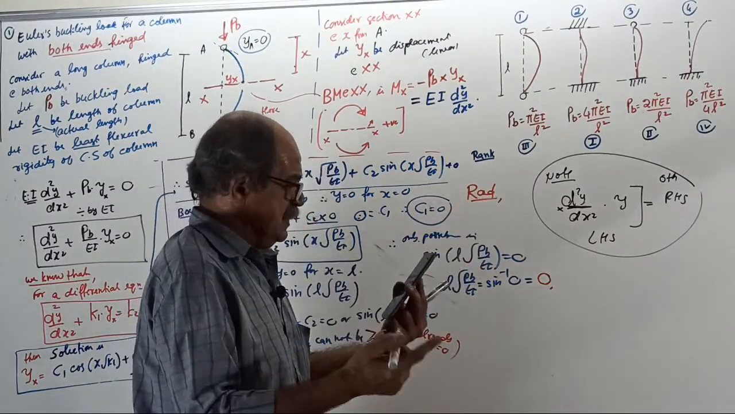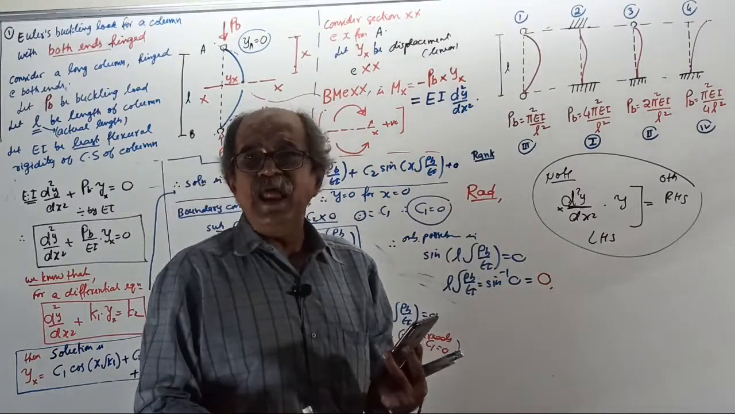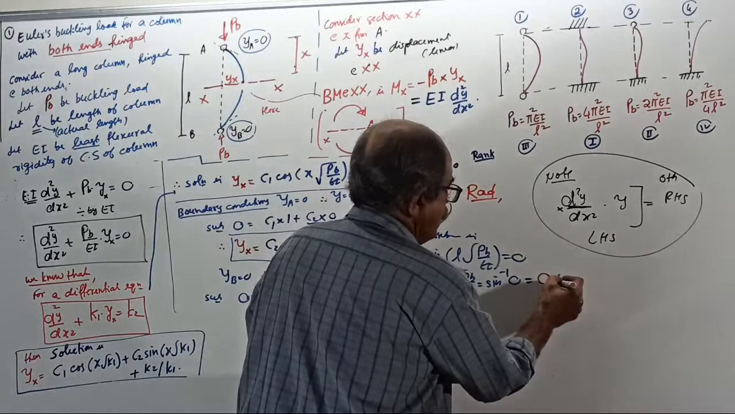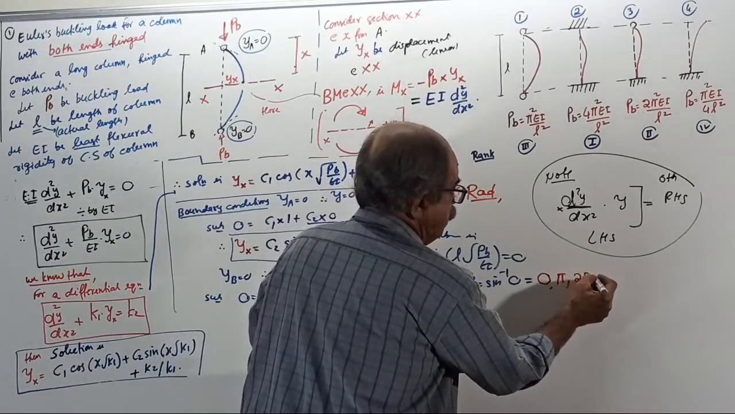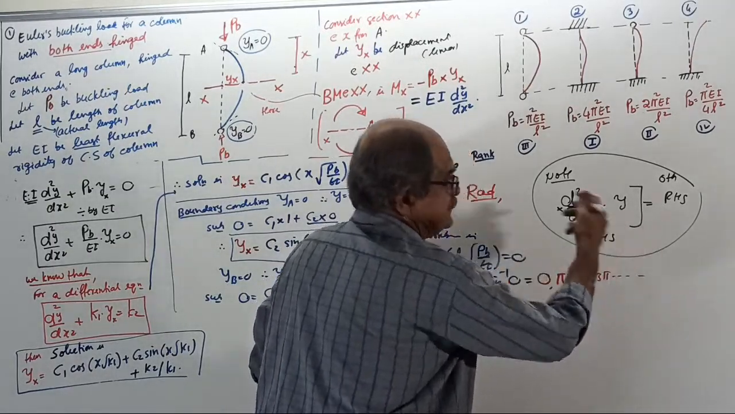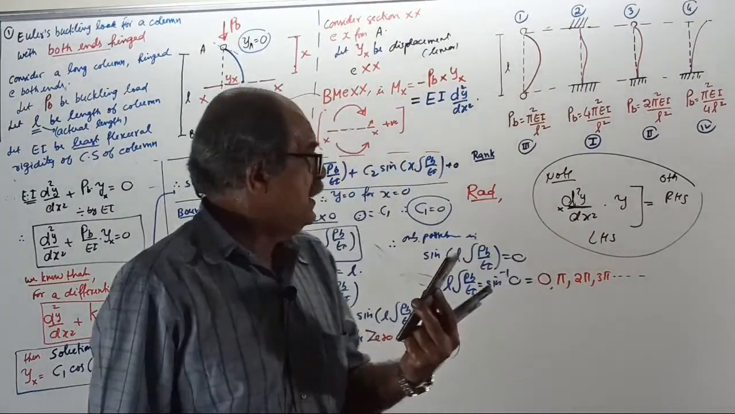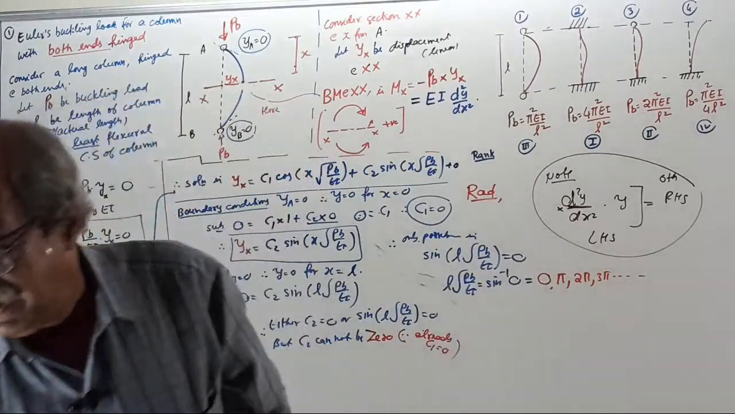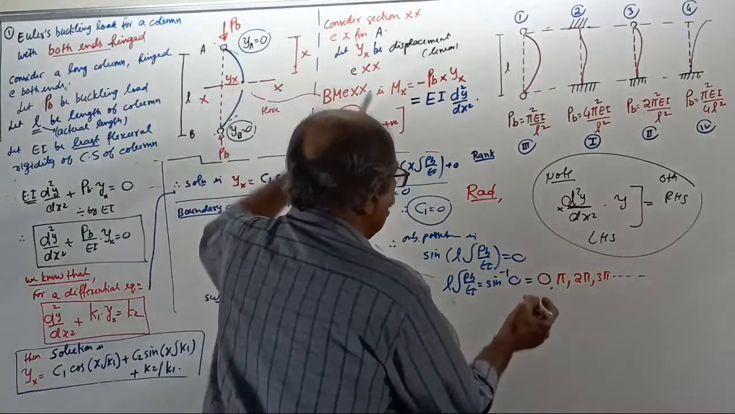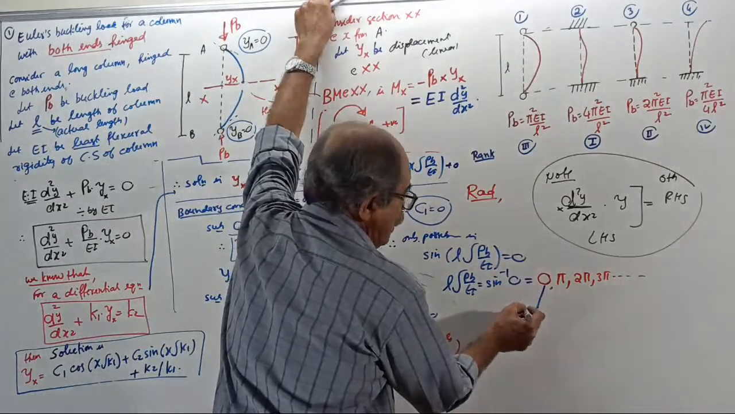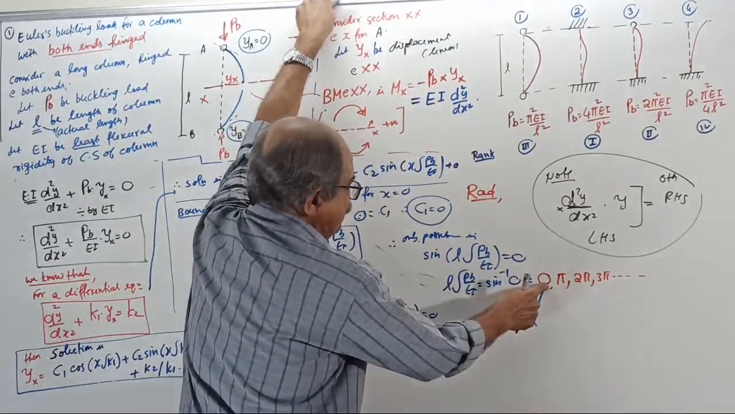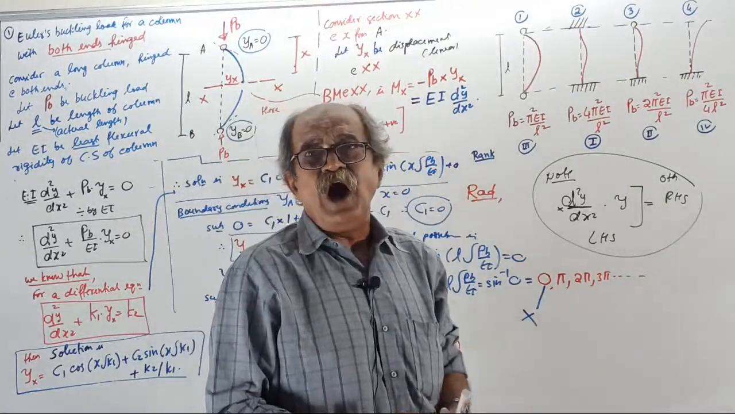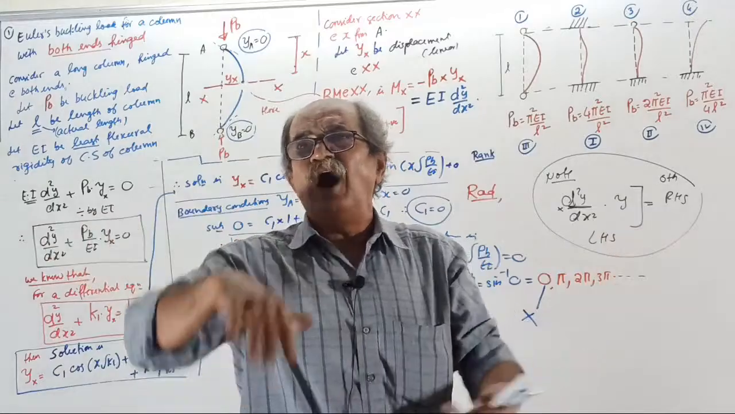So tell the next number. 180 is correct. 180 degrees is how many radians? Pi. So the values are 0, pi, 2 pi, 3 pi, and so on. Now, 0 you cannot take. 0 is ruled out. Why? Because if you take 0, the buckling load becomes 0, meaning without applying any load, the column will buckle.